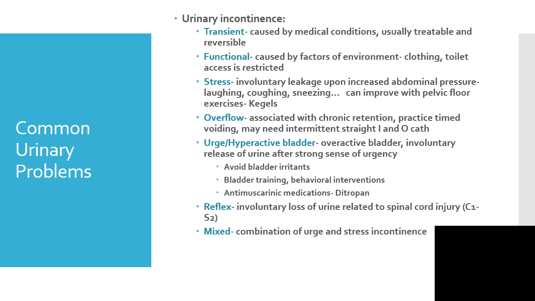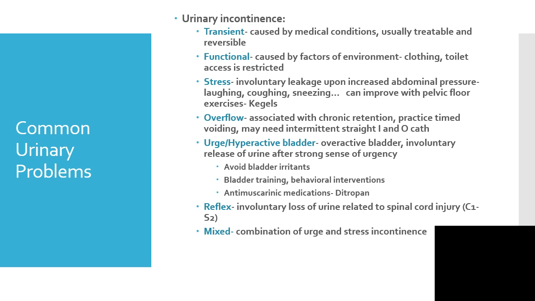Behavioral interventions, especially with people with dementia or confusion. They may not say they have to go to the bathroom, but as a nurse, a caregiver, you're going to take them anyway. We're going to go ahead and intervene and take them, because that ability to comprehend the sensation they need to go might not be there. Antimuscarinic medications are like Ditropan. Those help relieve the bladder spasms that decrease that urge, that hyperactivity.